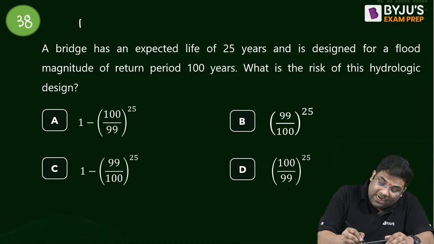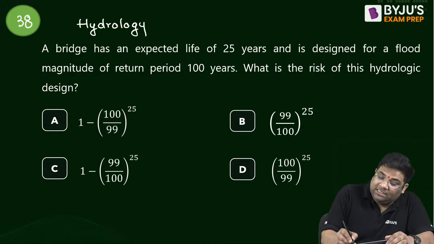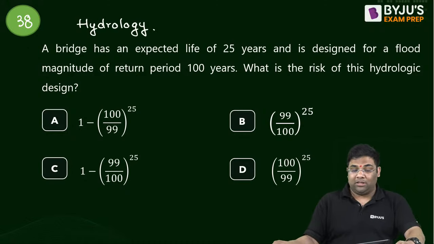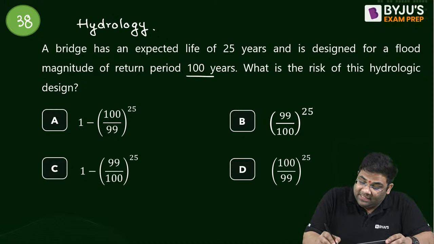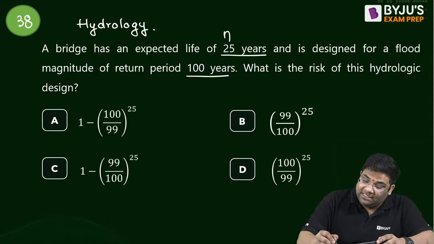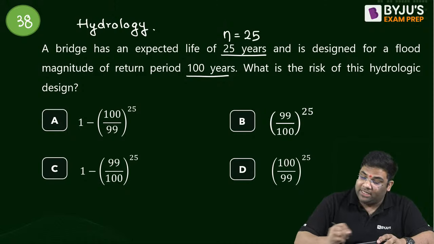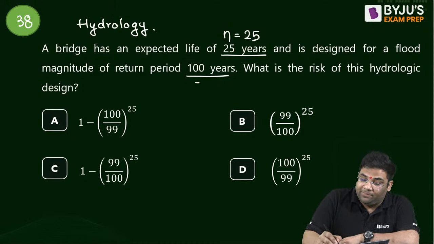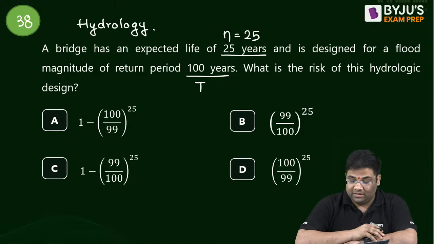37th question, 38th question. Okay, risk, hydrology. Yesterday I was discussing this formula, right? Yesterday in the formula series, I was discussing this formula of hydrology. The risk, okay, the return period is given, and the expected life is given. Means this is the design life. So N is equal to 25. And this is the return period T. What is the risk? What is the answer to this? Yesterday I was explaining this formula, if you remember. I explained, initially I started with this only, risk.